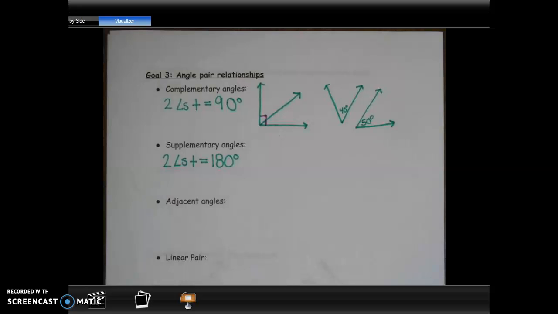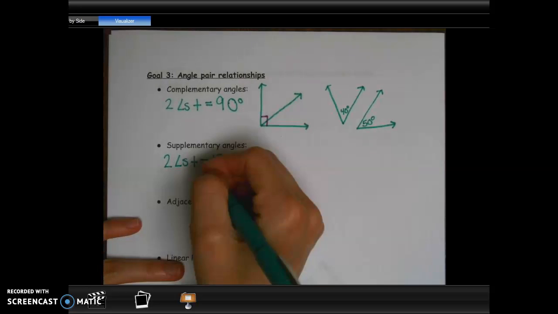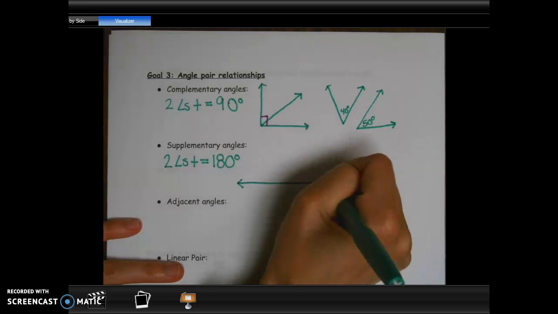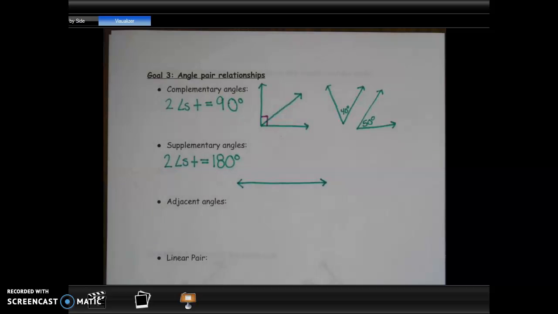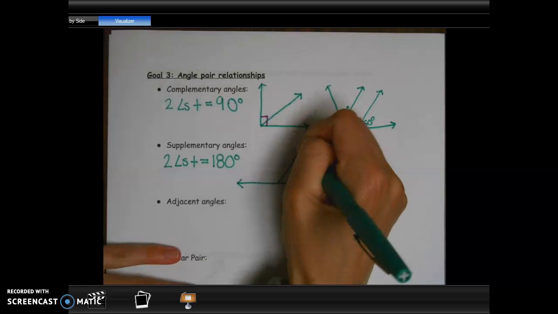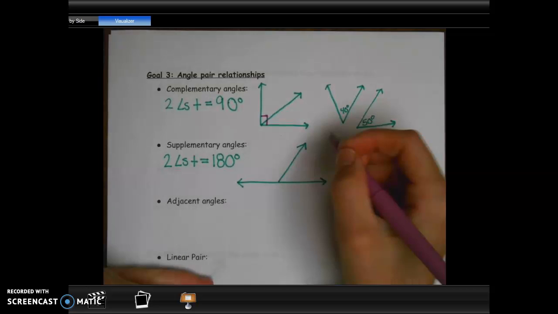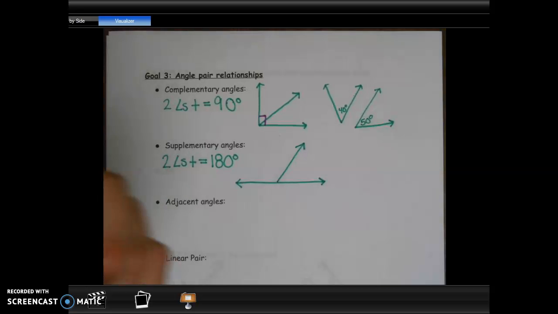Now let's talk about supplementary. Supplementary means it's going to be 180. And if you remember, when we were talking about classifying angles, a straight angle is 180 degrees. That would be a straight line. Okay? So these two angles here, because they create a straight line, are considered supplementary. And you're going to learn there's another name for that as well.